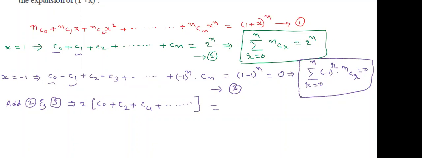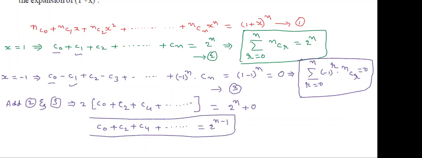That is equal to, on the right hand side, 2^n + 0. So the 2 from the left hand side goes to the right hand side. Finally, we get C0 + C2 + C4 and so on, equal to 2^n divided by 2, that is overall 2^(n-1). If you are adding 2 and 3, we get C0 + C2 + C4 and so on, equal to 2^(n-1).